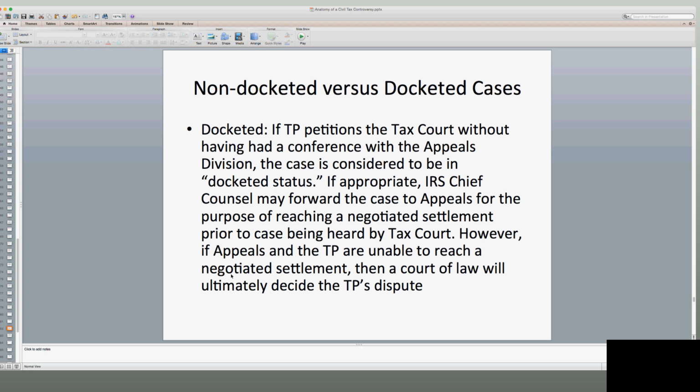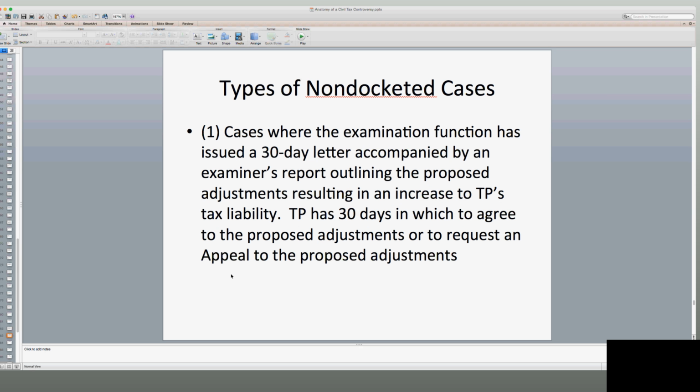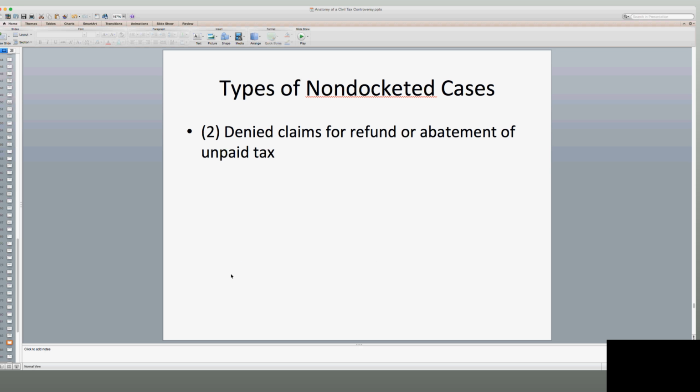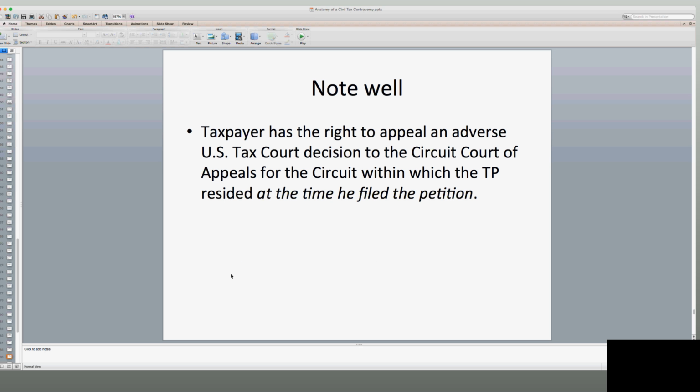And I misspoke before. I said U.S. Tax Court may kick it back to appeals. No. IRS Chief Counsel has the discretion to forward the case to appeals for purpose of reaching a negotiated settlement prior to the case being heard by tax court. However, if appeals and the taxpayer are unable to reach a settlement, then the court will ultimately decide the taxpayer's dispute. That's normally when we get called into court for a calendar call. Well, there's different types of non-docketed cases. I'm not going to go into all of these right now.